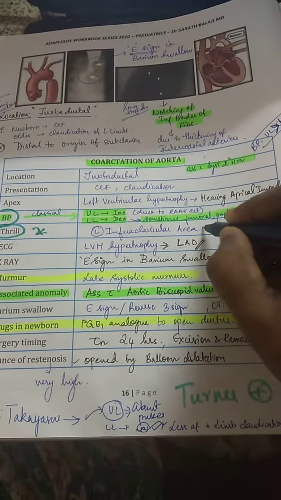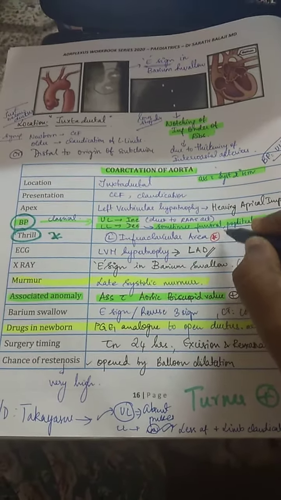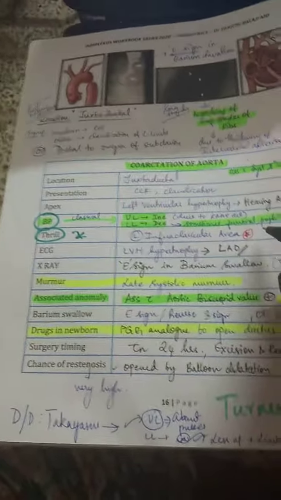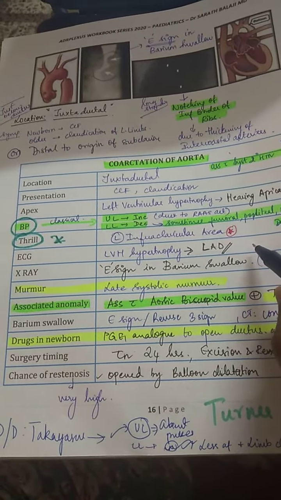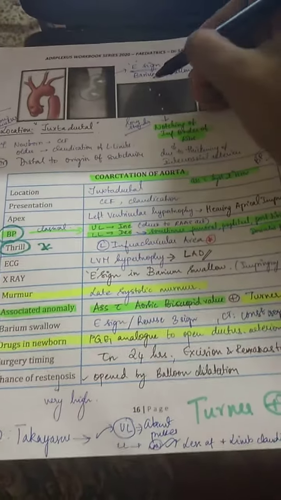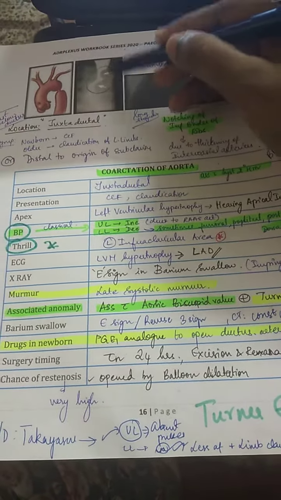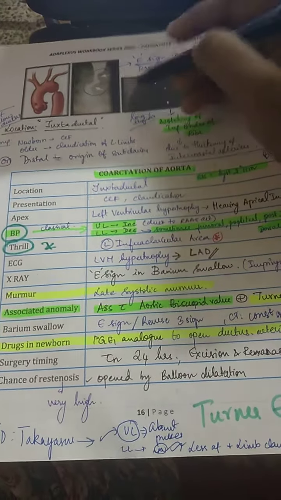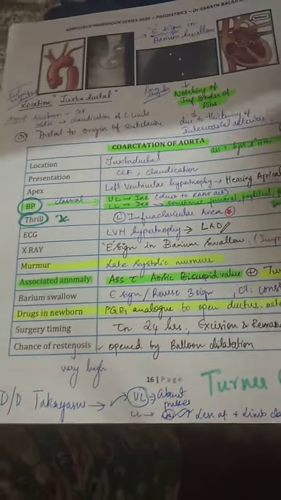You can see a thrill in the left infraclavicular area, which is the same area as that of PDA. You'll have left ventricular hypertrophy because of the coarctated aorta; all the blood goes back into the left ventricle. On X-ray, you see an E sign in the barium swallow because of the notching. Also, notching of the inferior ribs due to thickened intercostal arteries will be present.